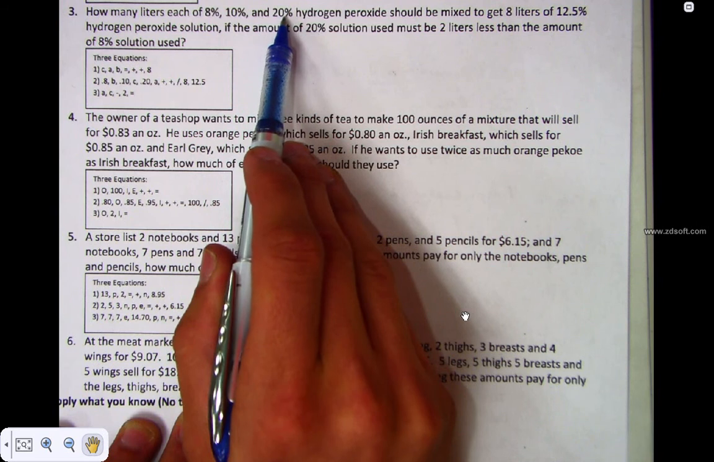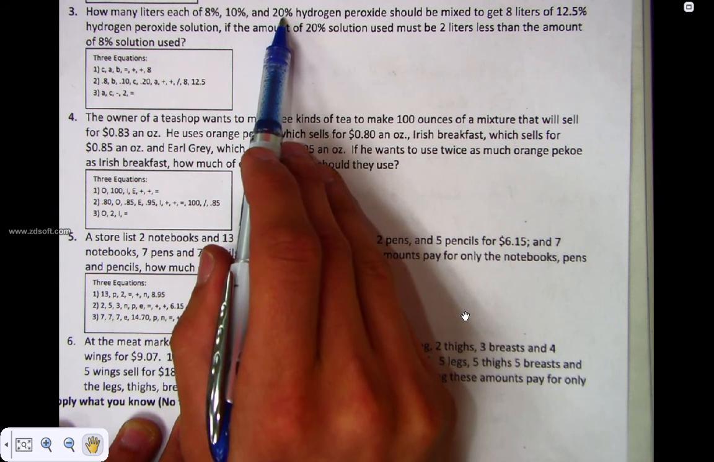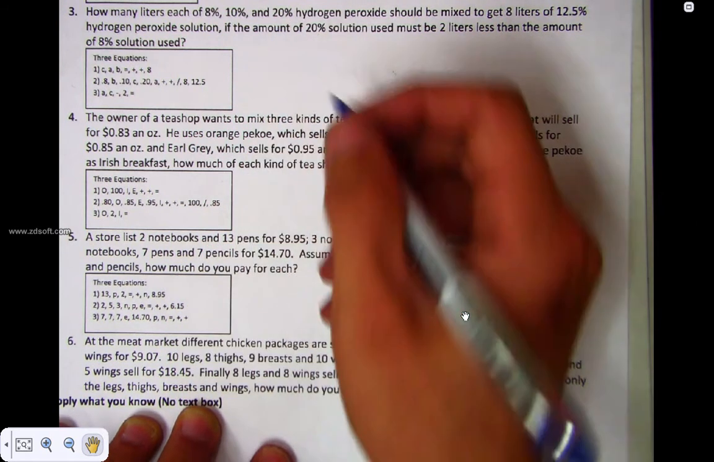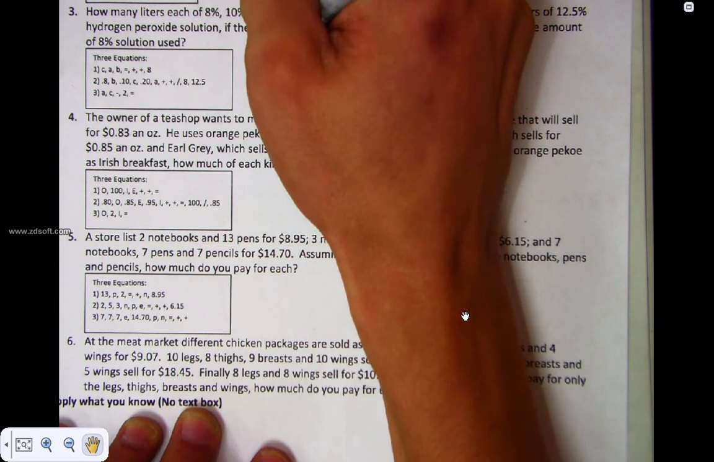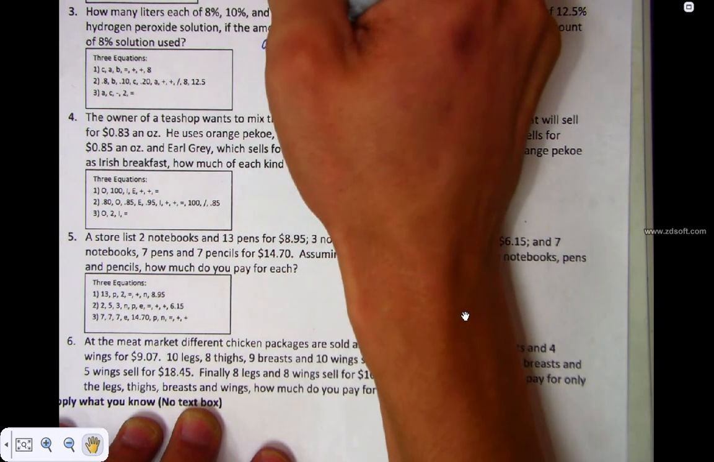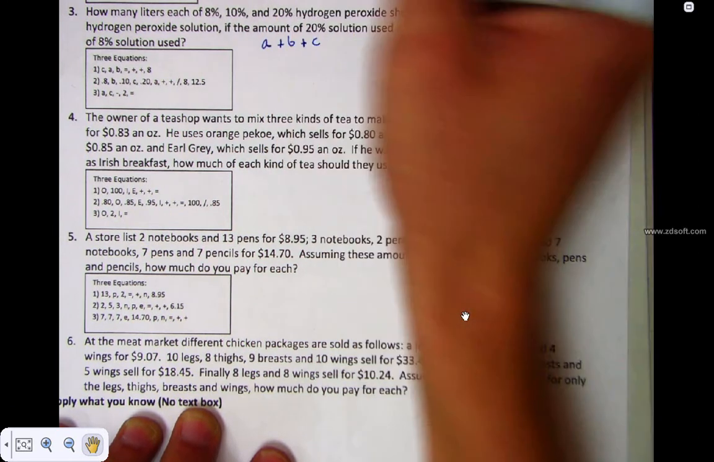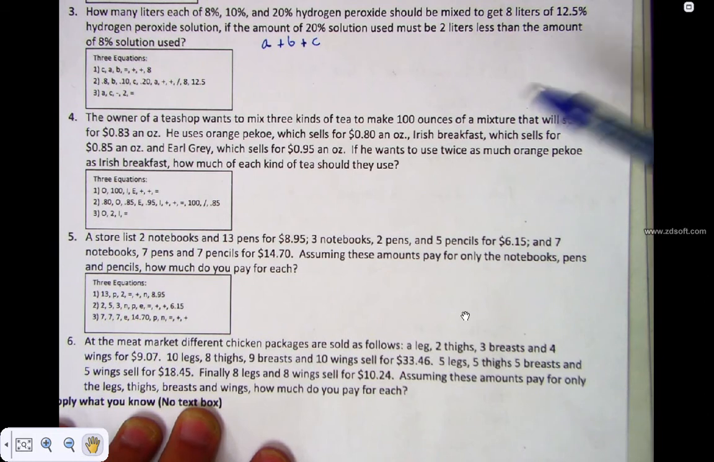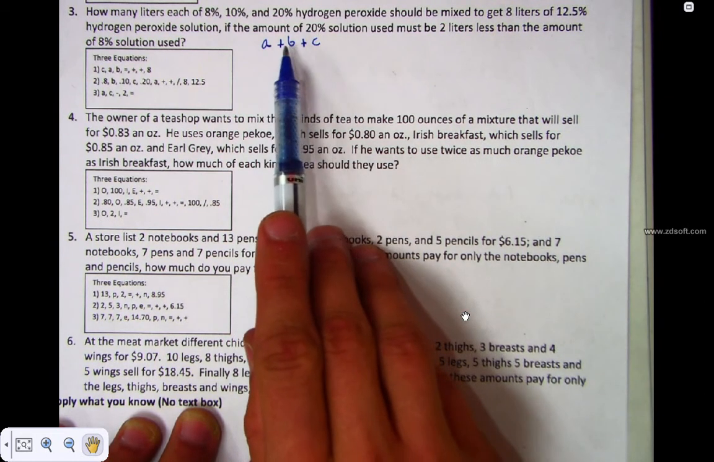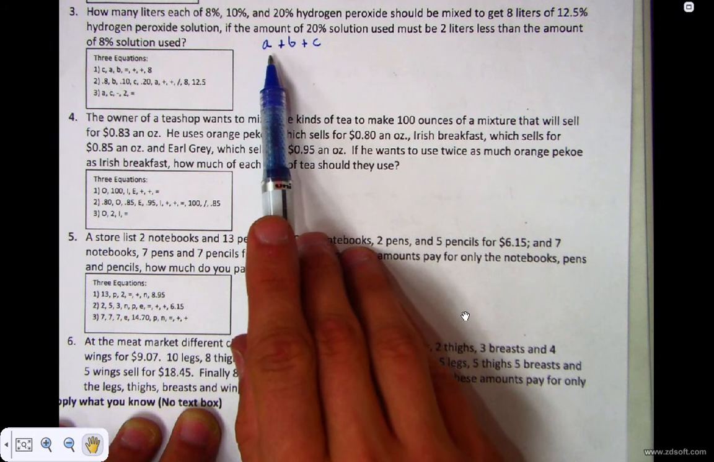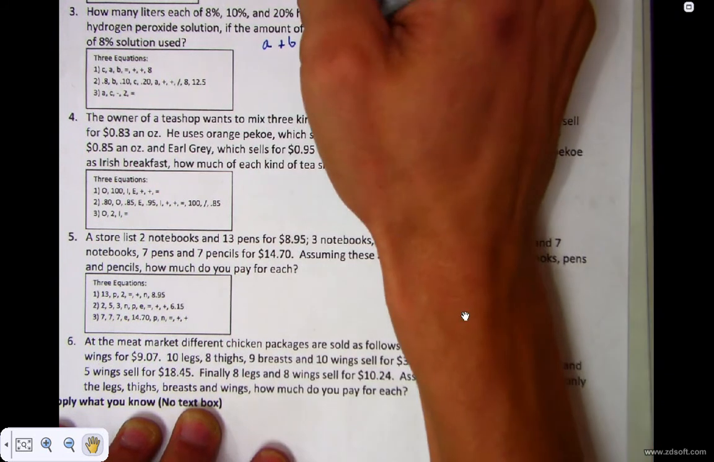So what do you think we're gonna assign our variables to? Let's assign them to 8, 10, and 20%. So let's say A is 8%, B is 10%, and C is 20%. And then that's the amount of liters I have of each one of those. We don't know how many liters we have, that's why it's a variable, okay? That's gonna be equal when we add them all together to our total.